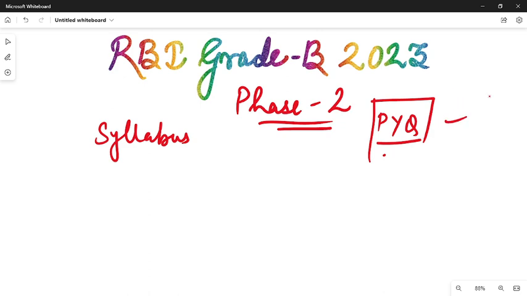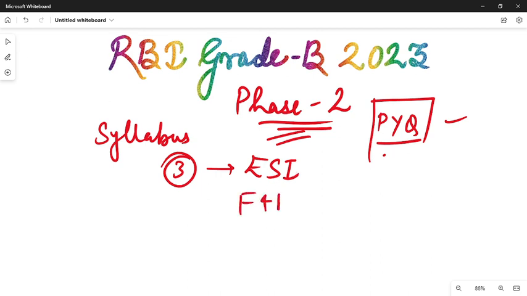You need to understand very thoroughly the pattern of the examination of phase 2, because it is the examination which will decide your selection in the final list. So for that, you need to have a more thorough approach regarding the pattern of this exam. This exam consists of three main subjects. The first is economic and social issues. The second subject is finance and management, and the third subject is English descriptive.